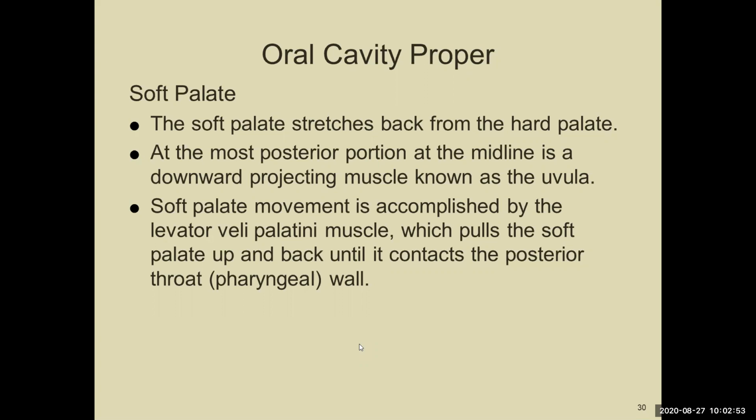Okay, that's that little flap of tissue. The soft palate movement is accomplished by the levator veli palatini muscle, which pulls the soft palate up and back until it contacts the posterior of the throat wall. You don't need to know this, okay? But all of this stuff is connected, and you'll be learning this in detail in head and neck anatomy.